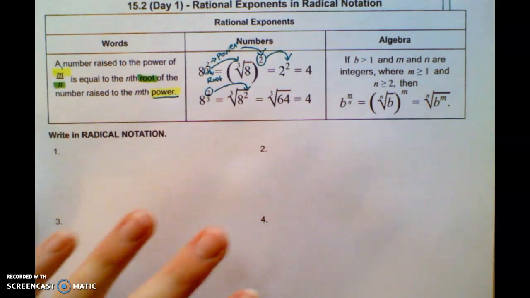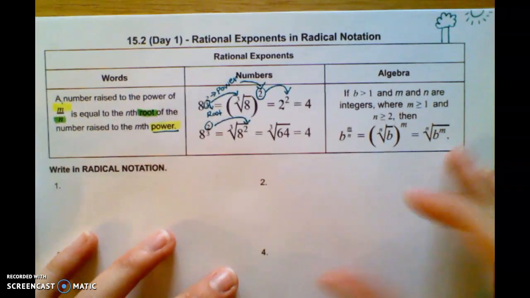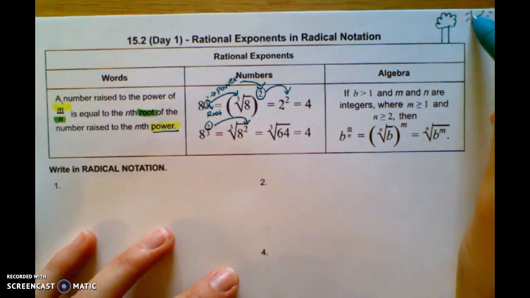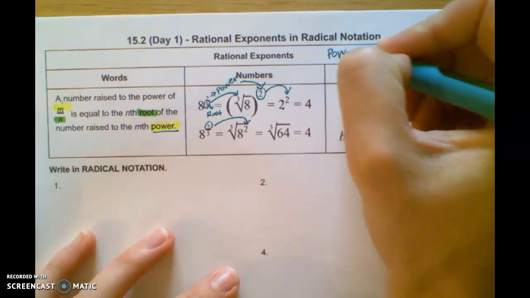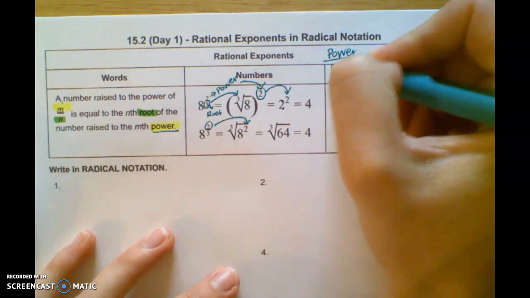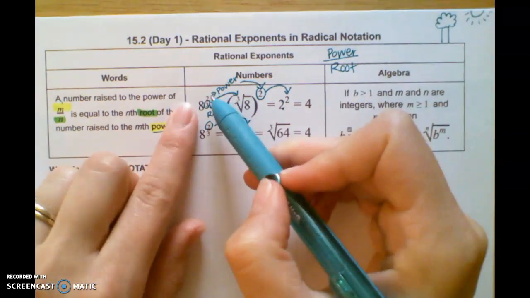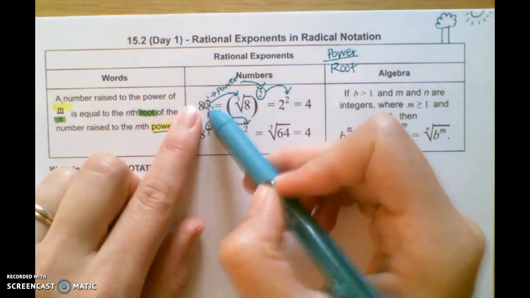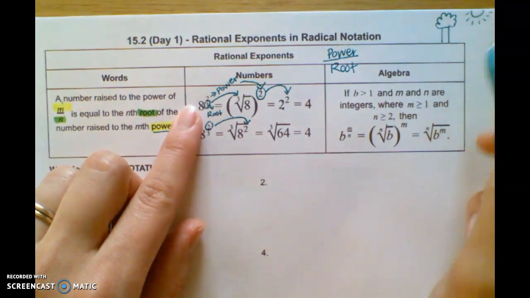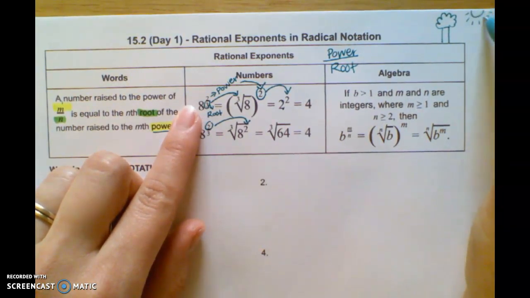And here's one way I remember it. So I drew a tiny picture here of a tree and the sun. So we have two words we're looking at, power over root, because the power is the number on top, the root is on the bottom. Well, how do we remember that? If I look at this picture, the sun is at the top of the picture, and the power comes from the sun. You know, the power of the earth really comes from the sun.